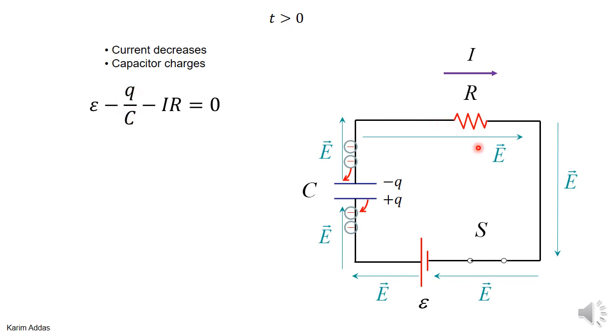And then when you go from here to here, the potential decreases by a factor of I times R. And then you've reached back to the same point you started from. So this will be your loop equation. You set it equal to 0.